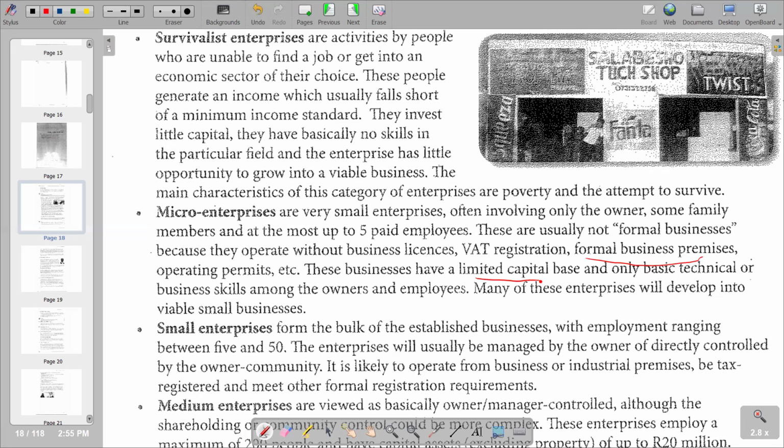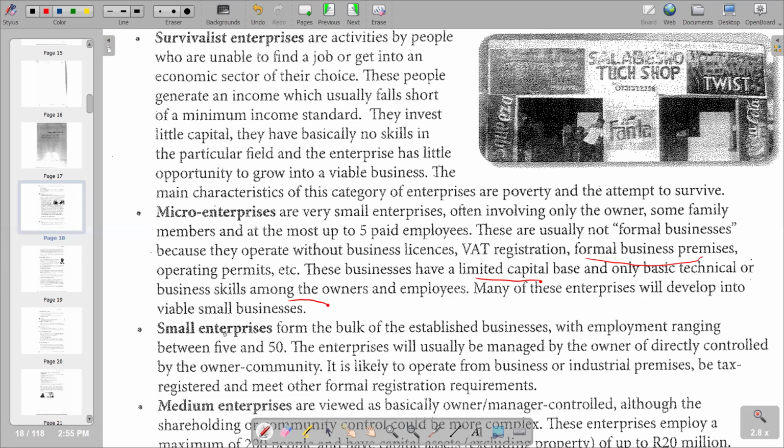And also, you're going to see the technical or business skills among the owners and employees. The technical or business skills that are applied in those businesses are only possessed by the owners, or the owners and the employees. So basically, this is another characteristic that we can deduce. So these are some of the characteristics that we have under micro enterprises.